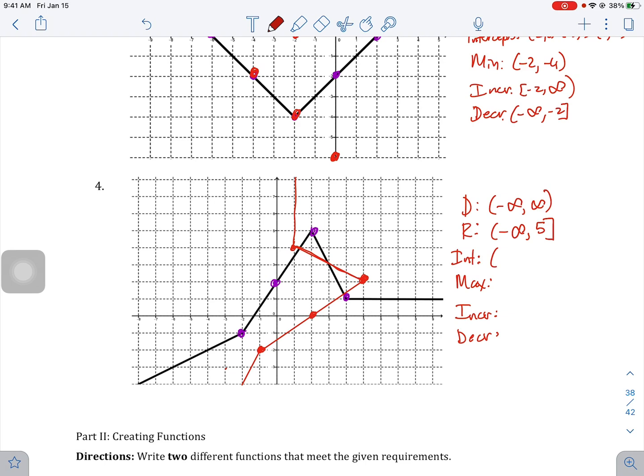Intercepts, we can see one. It's at 0, 2. And there looks like an x-intercept at something like -1.5. Approximate that. Maximum value is at 2, 5. It's increasing from -infinity until it gets to 2. And it's decreasing from 2 until it gets to 4.